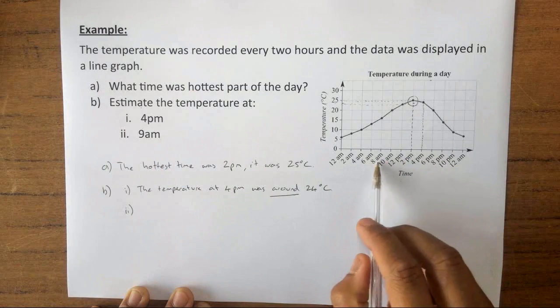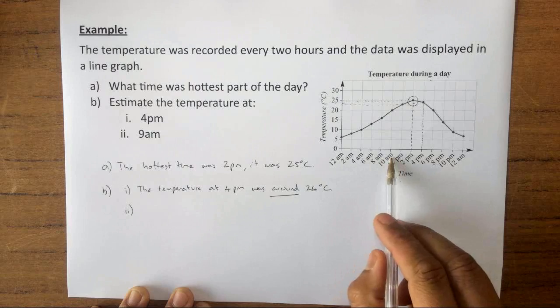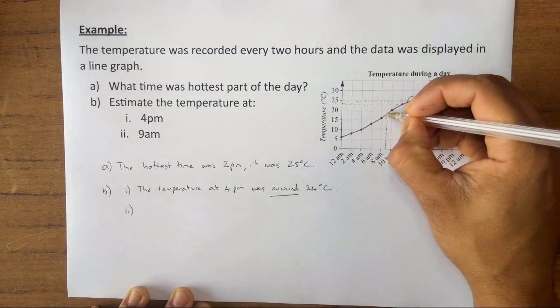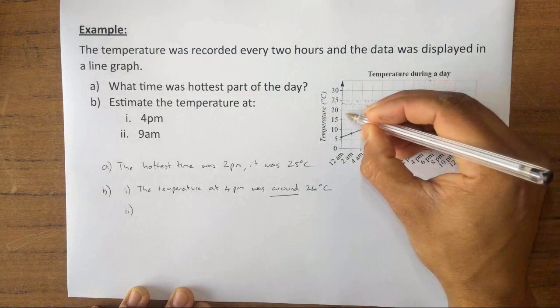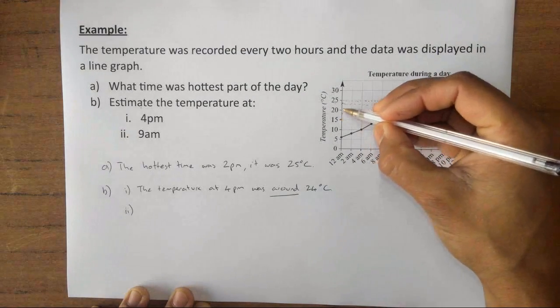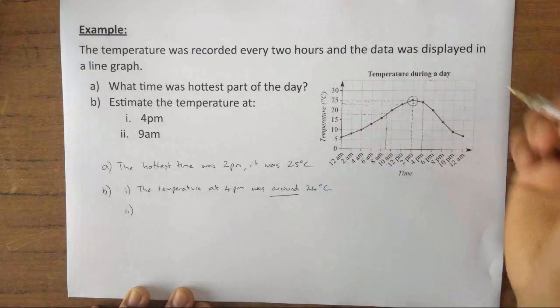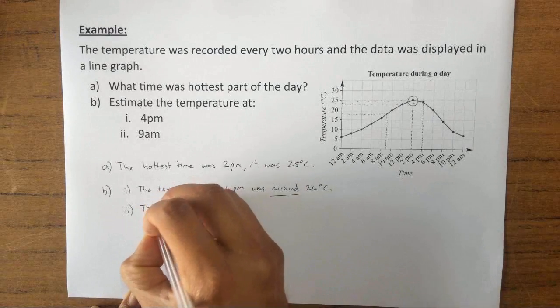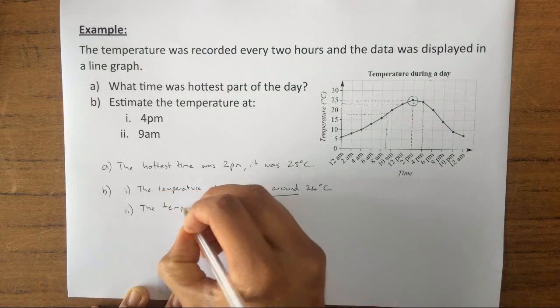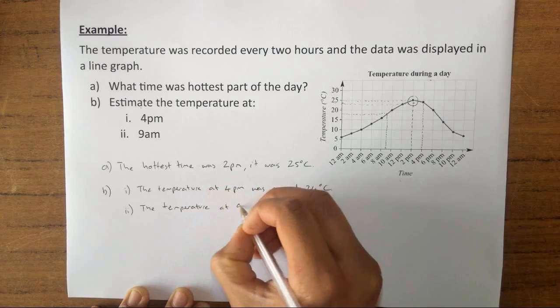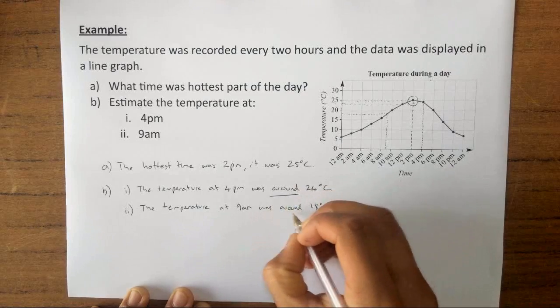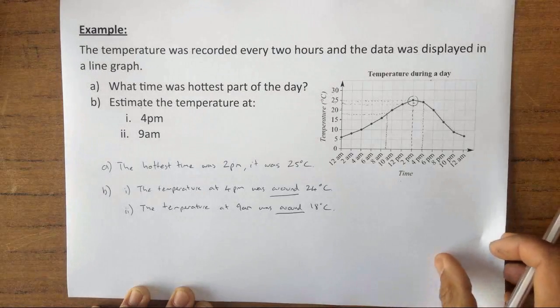Now we can see along here these go up by 2, so we know that 8 a.m. is here, 10 a.m. is here, which means 9 a.m. must be in the middle of these two. We're going to take this line up, and then we're going to go across. Now we can see here we are between 15 and 20, and we're about halfway, probably just over halfway. So halfway between 15 and 20 would be 17 and a half, and we're just above that, so we're going to say around about 18 degrees. So the temperature at 9 a.m. was around 18 degrees. Again, we're using that word around to say that we are estimating.